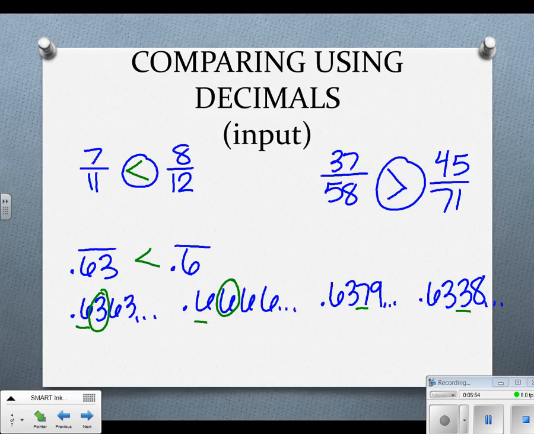Now, the other thing to keep in mind is if I all of a sudden said that these rational numbers are negative, then what we would do is take that sign and reverse the symbol. So this would be negative 37/58 is less than negative 45/71. Because think about this, the bigger that negative is, the smaller it is. So if you have two negatives that you're comparing, you could ignore the negative sign, see which one is bigger, but then when you realize they're both negative, reverse the sign around.